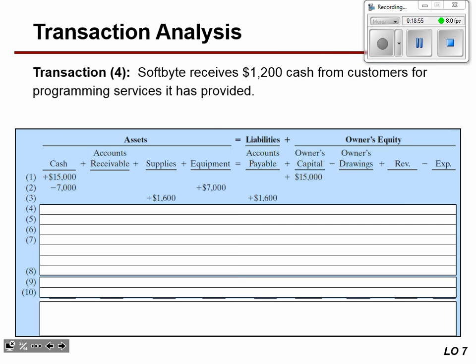Number 4, SoftBite receives cash, $1,200, from customers for programming services it provided. Now, this is a tricky one. Got cash. Cash is the easy one, so let's circle cash. $1,200.